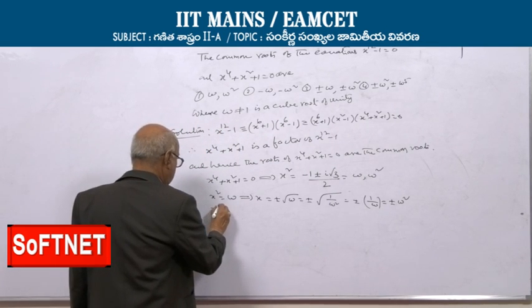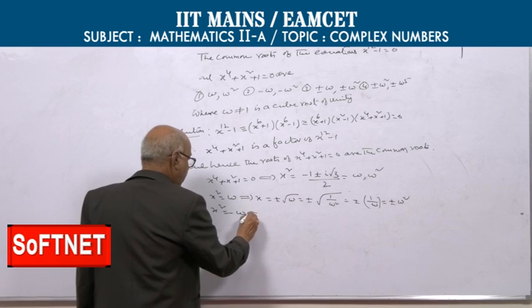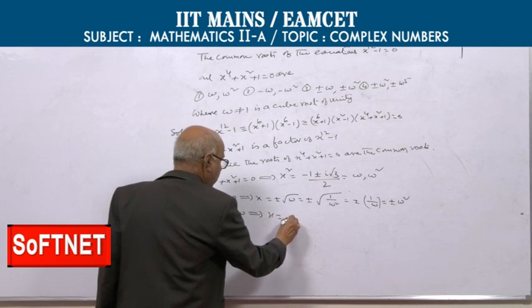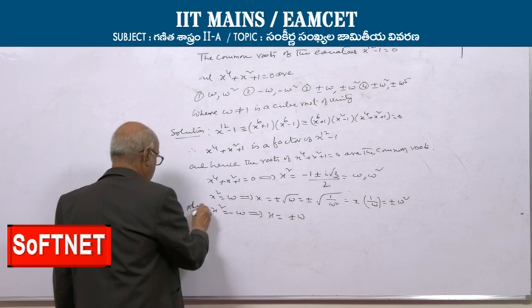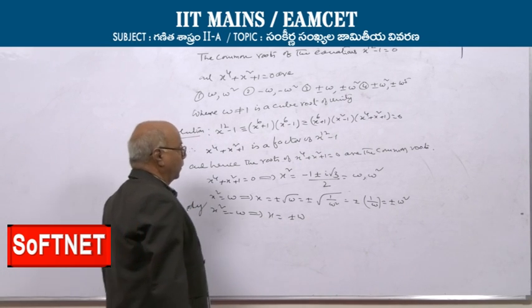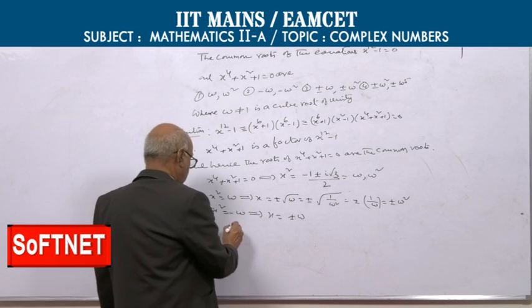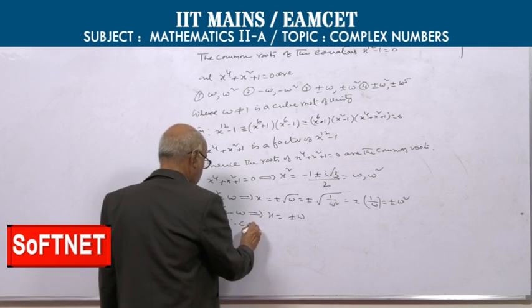Similarly, x square is equal to minus omega implies x is equal to plus or minus omega. Similarly. So therefore, the roots are common roots.